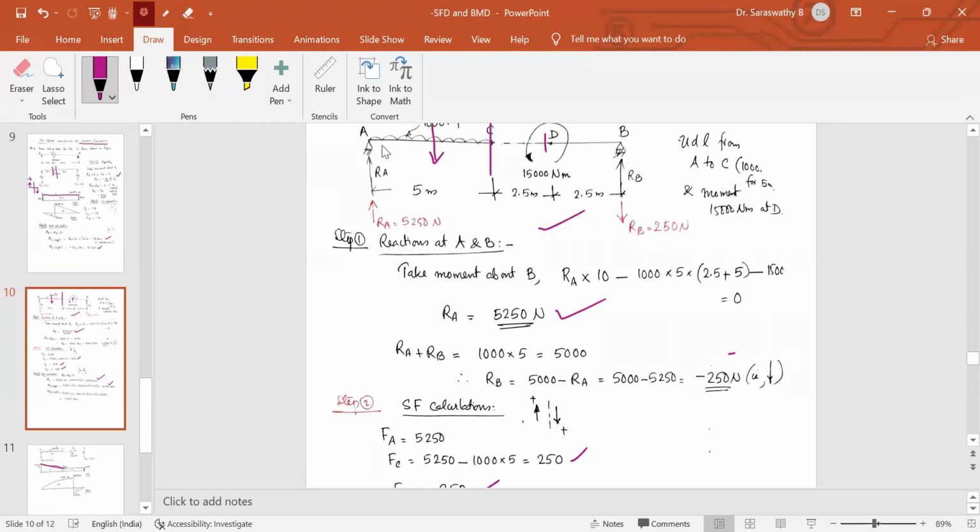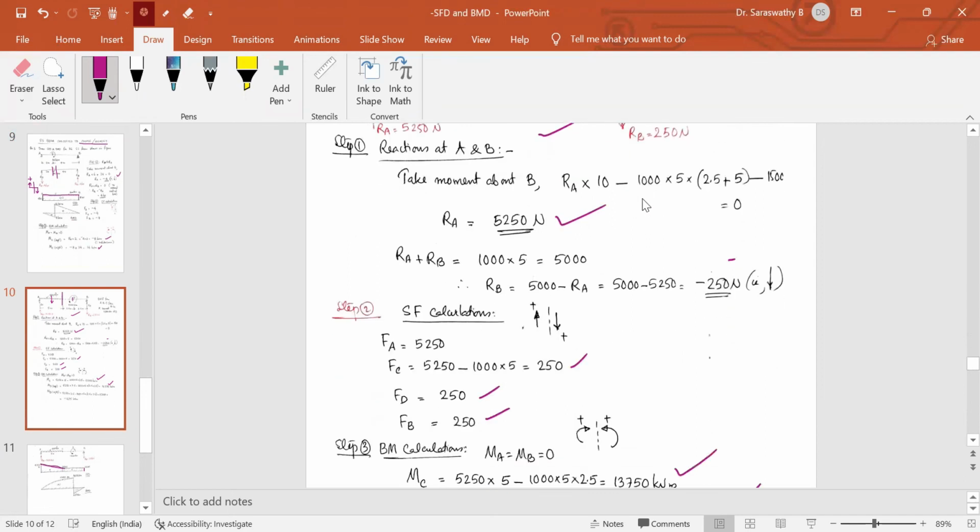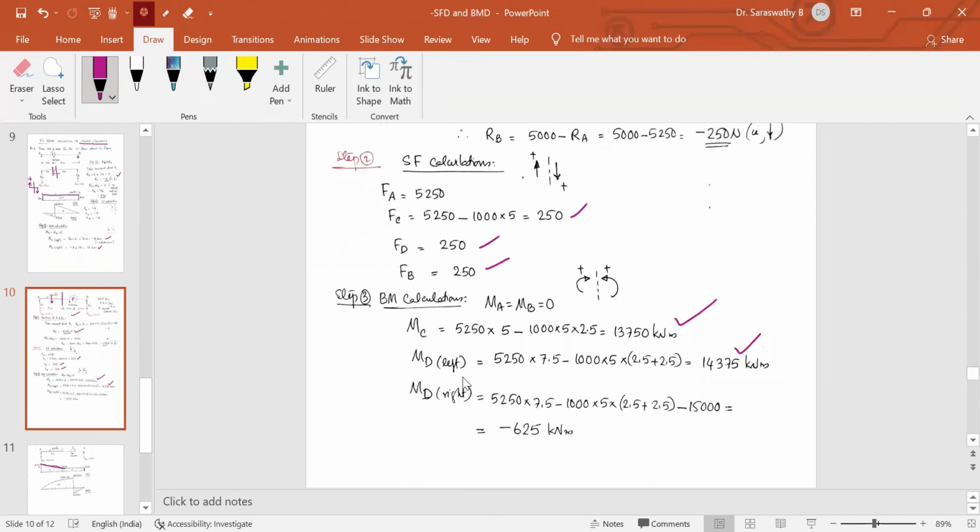So RA into 7.5 minus 5000 into 7.5 minus 15,000. So at the point D, you have to consider just to the left of it, and from this value, you subtract 15,000. So you'll get minus 625. So wherever there is a moment given in the span, at that particular point, you have to consider just to the left and right of it.